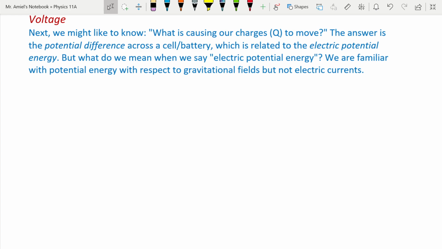So we're familiar with potential energy in terms of gravity around planets, but what do we mean when we say electric potential energy? Okay, well, we're actually going to use the gravitational fields around a planet as sort of an analogy to look at what's going on in a battery with electric currents. And we're going to have a look at what it means, potential difference across a battery or cell.